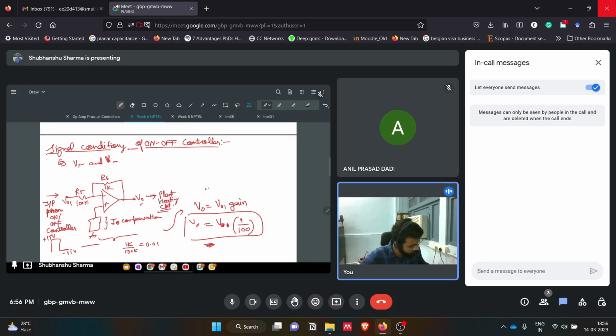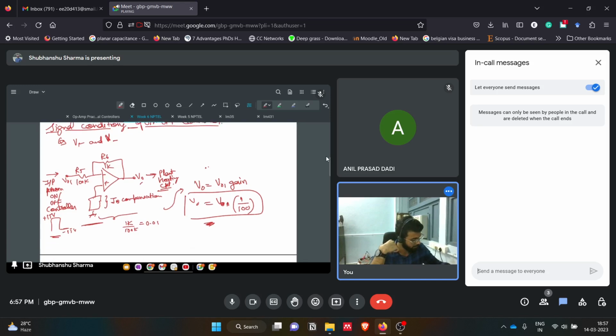Using this amplifier, we are basically reducing the gain, and then we are giving it to the plant heating circuit. Since this input was at high voltage, at V plus and V minus, we have reduced the amplitude values, and then we are giving it as the output voltage and input to the plant heating circuit. So this is the signal conditioning for the on and off controller.